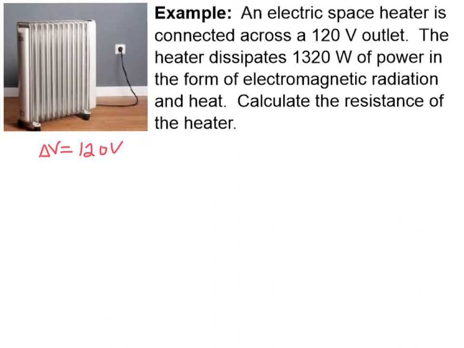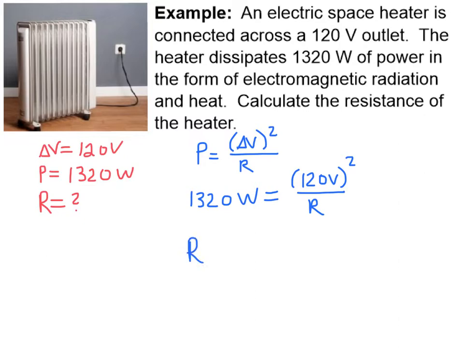I'm going to write down what I know. I know the potential difference is 120 volts. I know the power, it's been given to me in the problem, and I would like to find the resistance. That's my unknown variable. I'm going to choose an appropriate equation: power equals the potential difference squared divided by the resistance. And then I can simply plug values in and solve for the resistance. And when I do that, I get my resistance equal to 10.9 ohms.